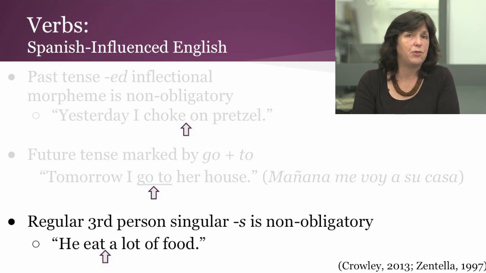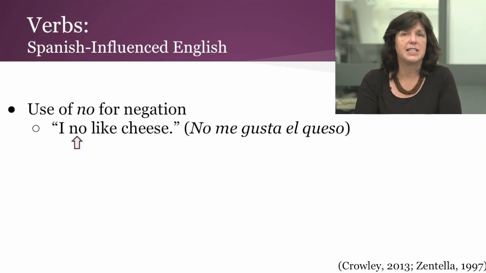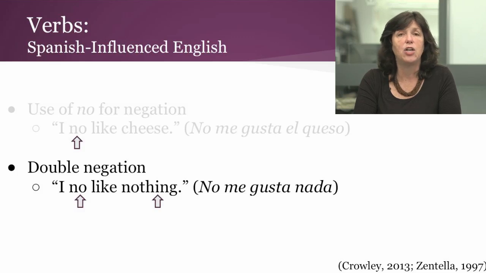The third person singular s inflectional morpheme is also not obligatory. So he eat a lot of food is a grammatically correct utterance in Spanish influenced English. No can be used in negation as I no like cheese, which comes from Spanish no me gusta el queso. There is also double negation as in I no like nothing, which comes from the Spanish no me gusta nada.